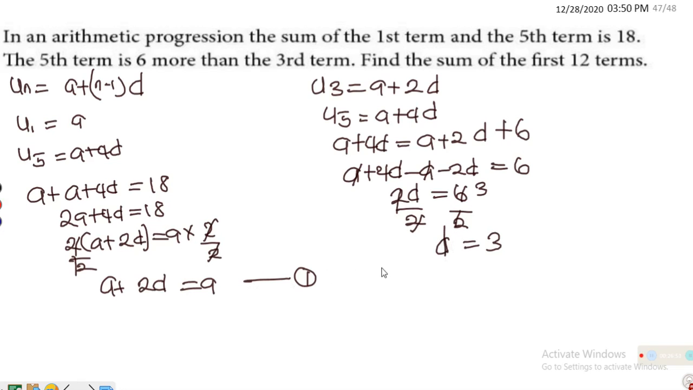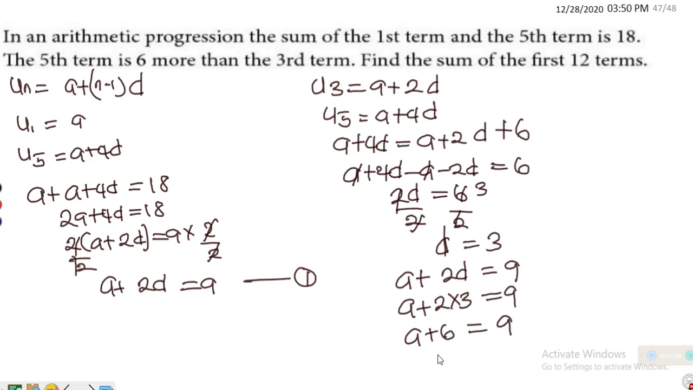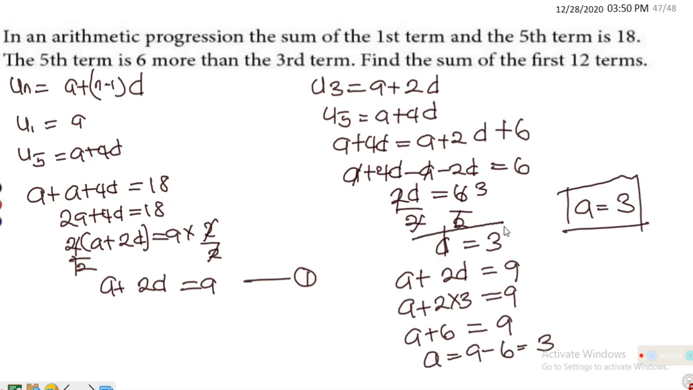So substituting this in equation 1, that will give us a plus 2d equals 9. So a plus 2 times 3 equals 9. So a plus 6 equals 9. So a equals 9 minus 6, which is 3. So therefore a equals 3. So we have d and we have a. Now find the sum of the first 12 terms.